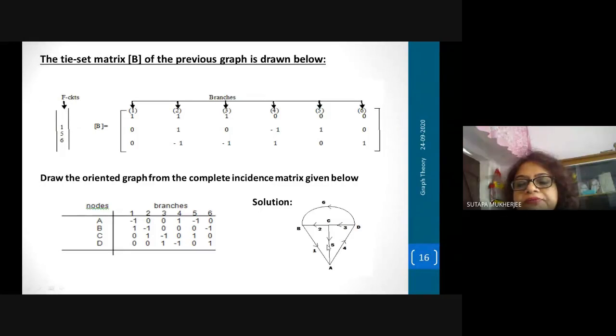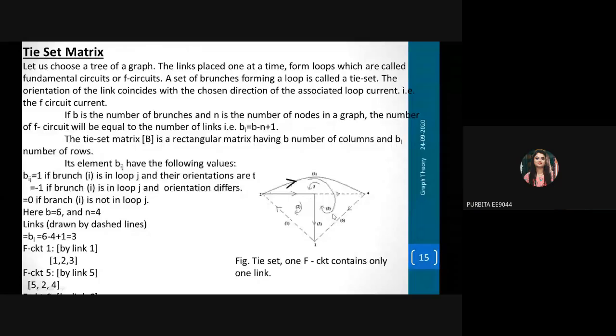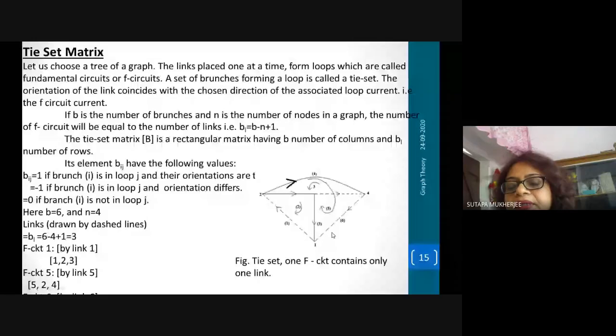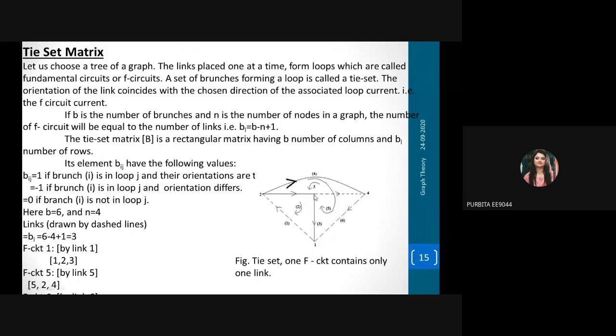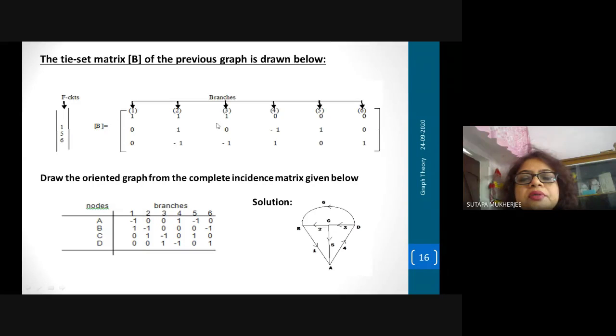Link 5. Now consider link 5. This is link 5. Yes, ma'am. Which loop is created for link 5? Branches 3, 5 and 6. Okay. Come to 3, 5 and 6.